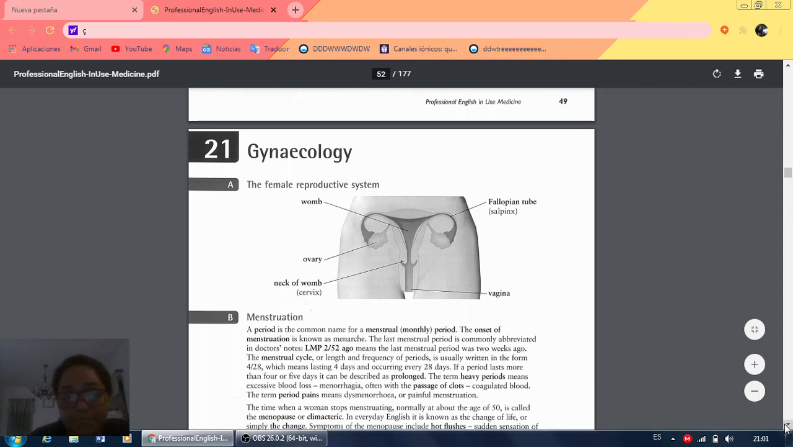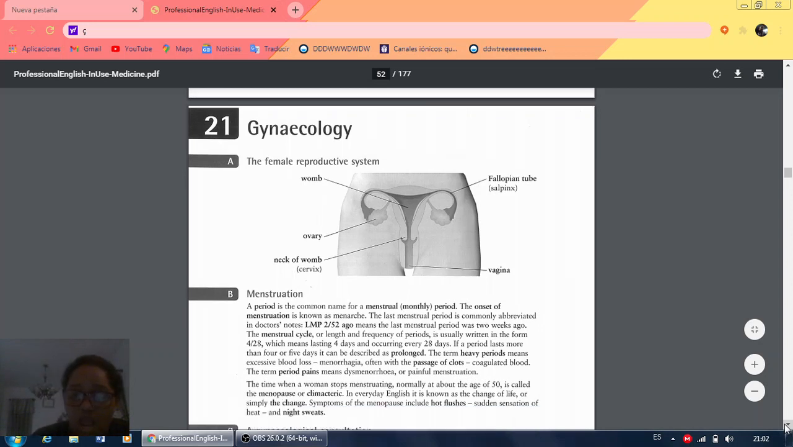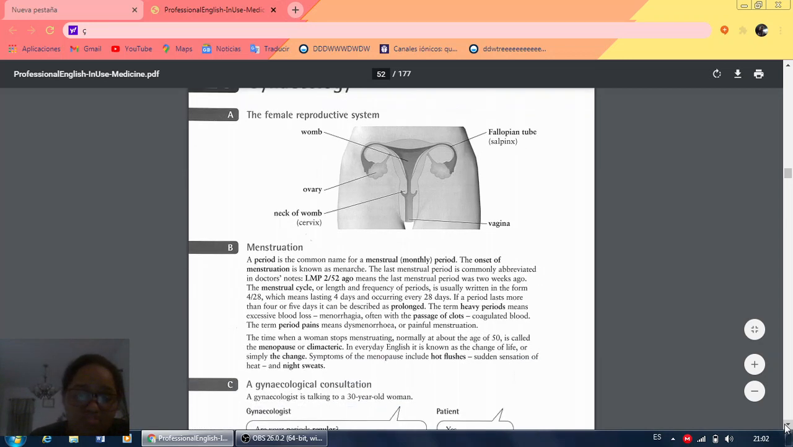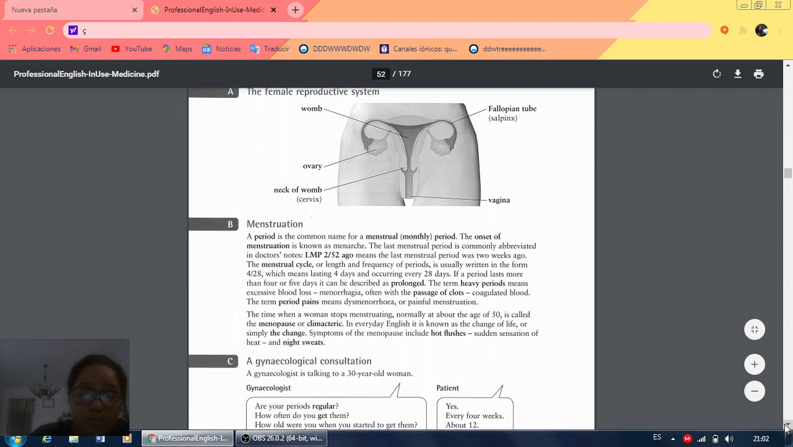Gynecology. The female reproduction system. Uterus or ovary, next one, follows to vagina. Menstruation. A period is the common name for menstruation. Period is a set of menstruation. Menstruation, a period, is the common name in doctor.